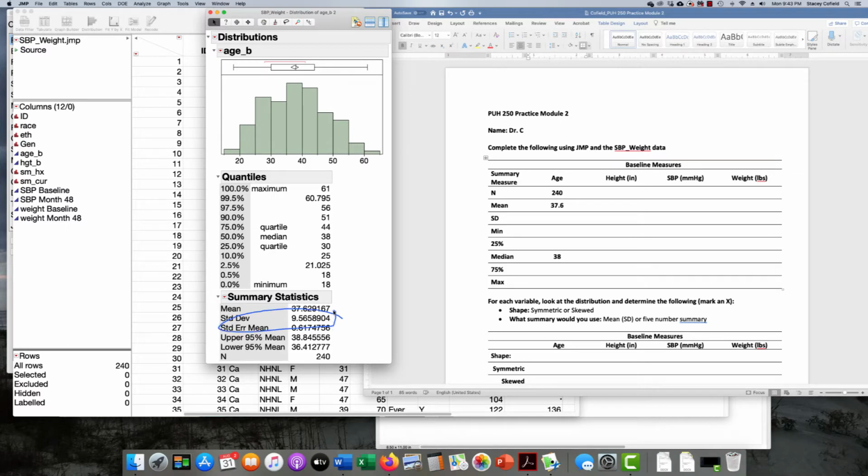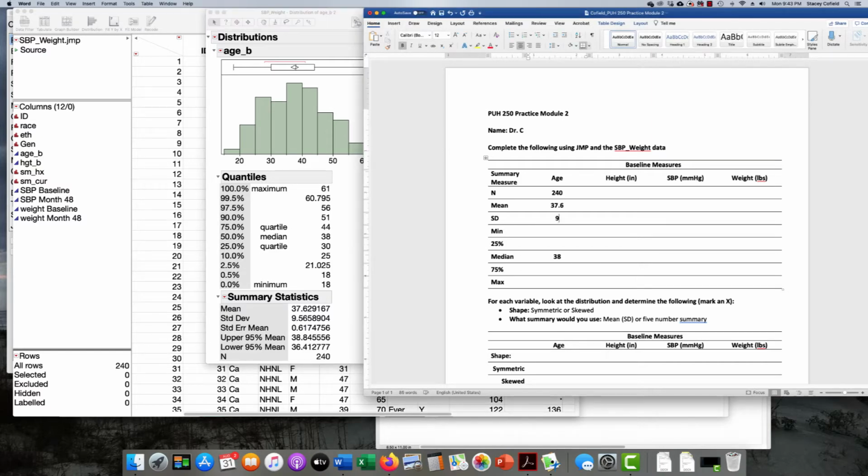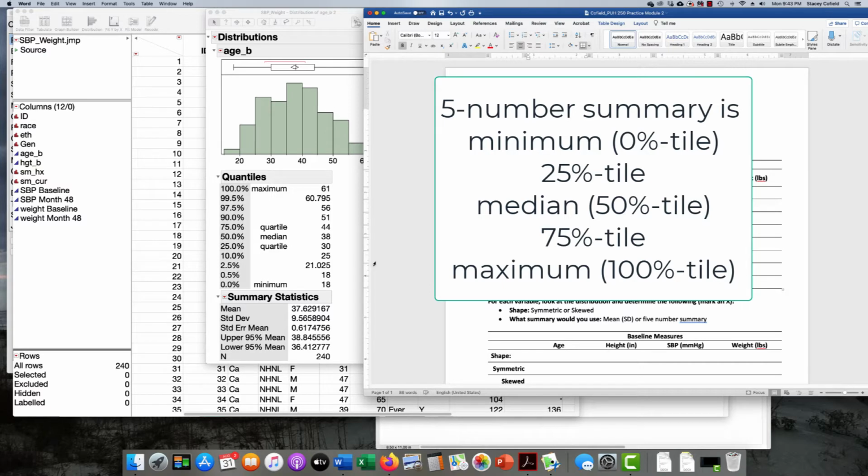9.5658904. Similarly to our prior conversation about the need for multiple decimal places, when we're looking at years of age, one decimal place is certainly sufficient. So don't forget to round up appropriately. So a 9.56 becomes a 9.6. So I will enter in my standard deviation here. And now we can look at the remainder of the 5-number summary from the quantiles.